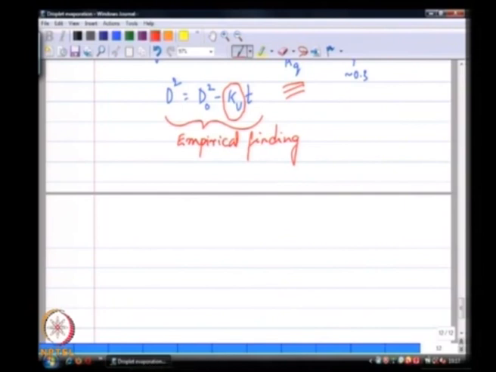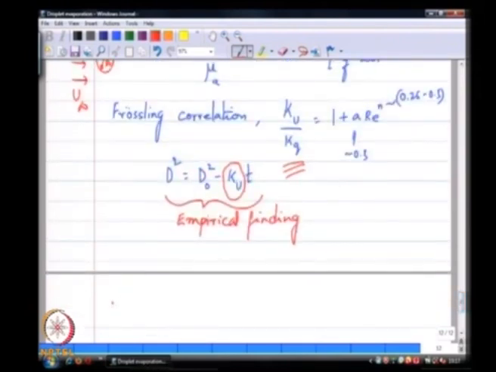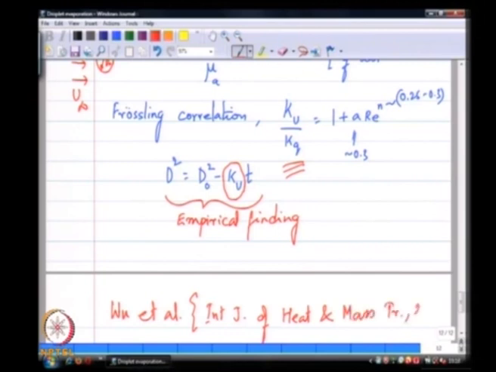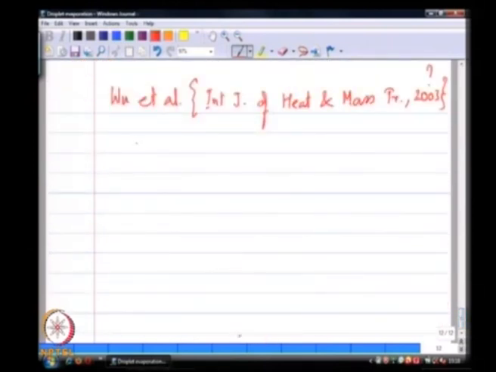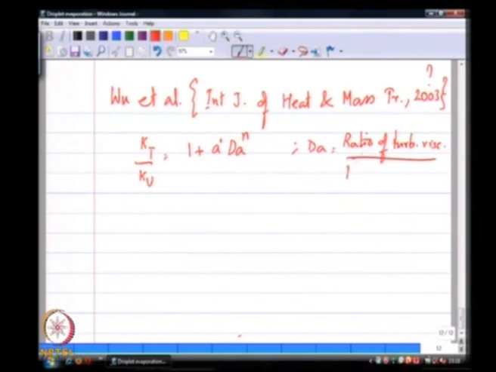Now, there have been other modifications for this. Recently there was a work by Wu et al. in the International Journal of Heat and Mass Transfer, I believe 2003, although I am not sure of the year, where they provided a modification to the Froessling correlation in terms of a turbulent fluctuation, the ratio of turbulent viscosity to molecular viscosity.